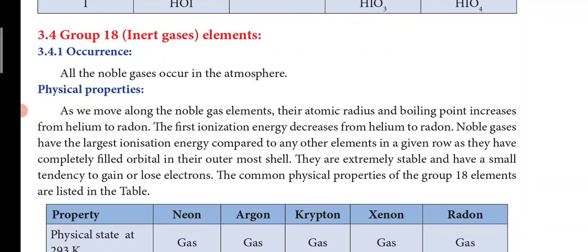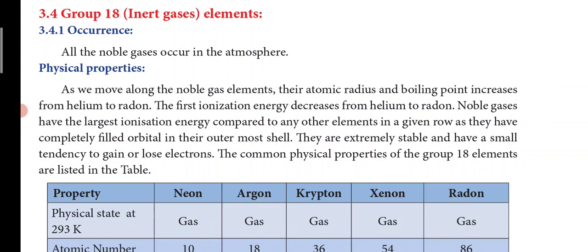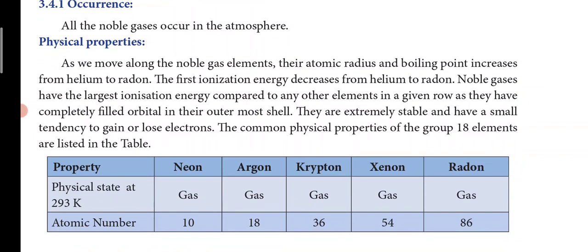And group 18, inert gases. Moving on to the last group of the P block elements, group 18, we all know inert gases. They are generally present in the atmosphere. If you move along the noble gas elements, their atomic radius and boiling point increase. So we are coming to their physical properties. Their atomic radius and boiling point increase from helium to radon, that is, from top to bottom the atomic size and the boiling point are increasing.